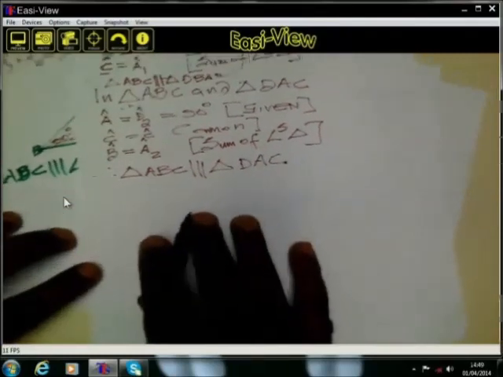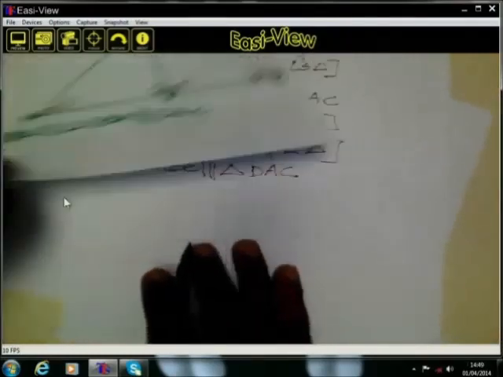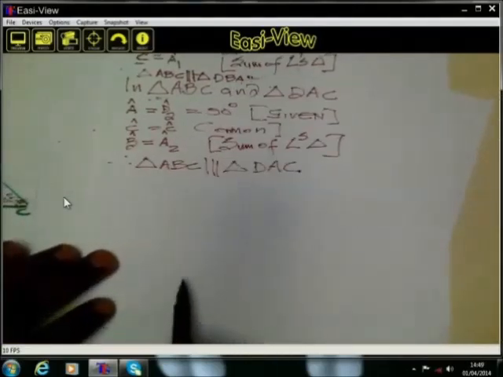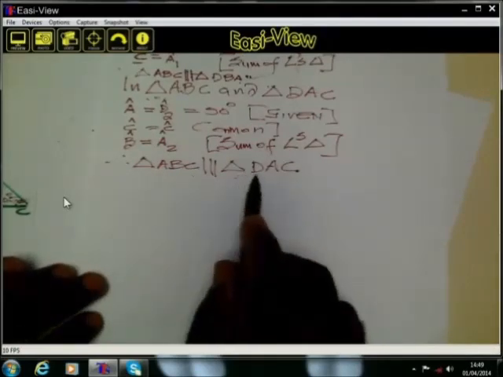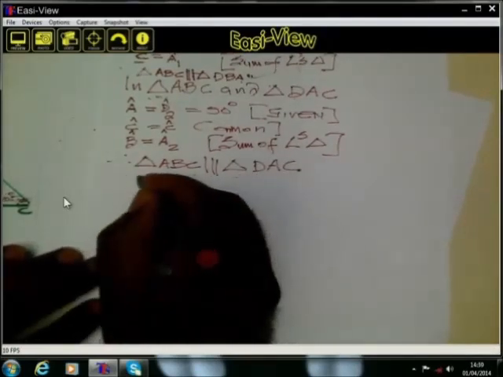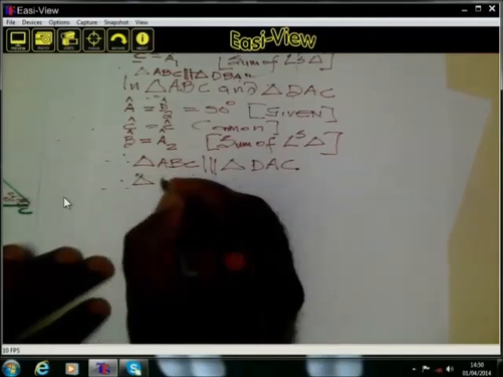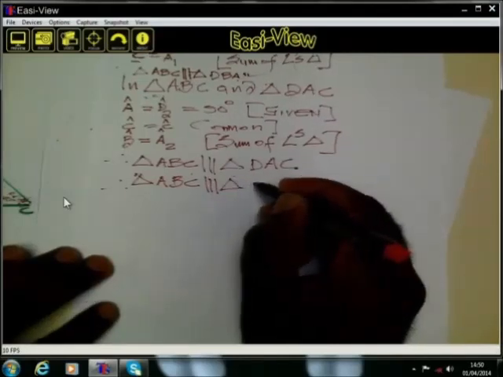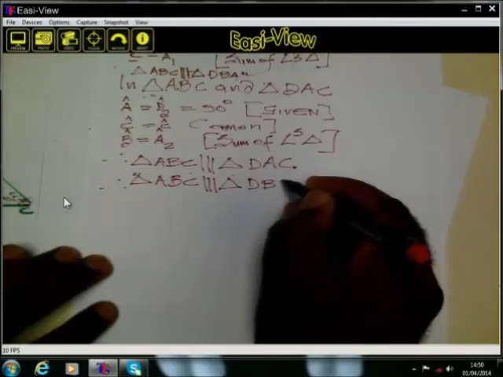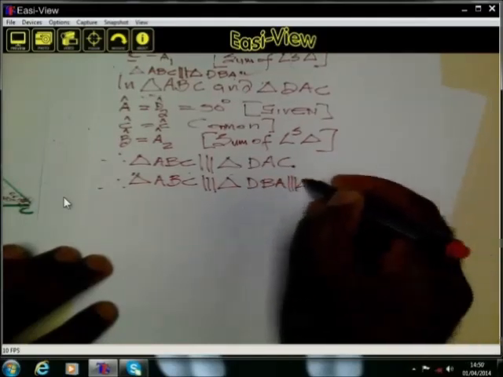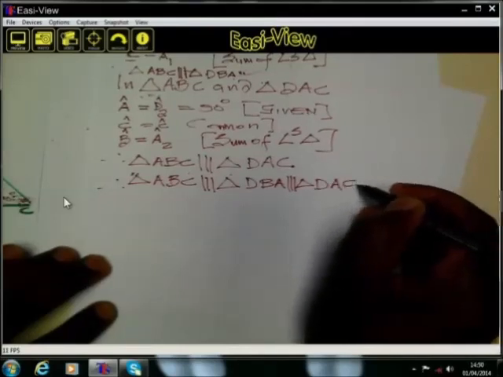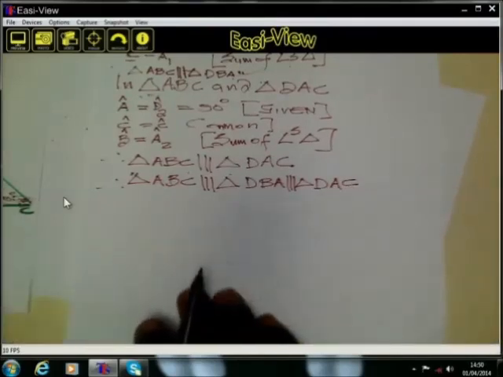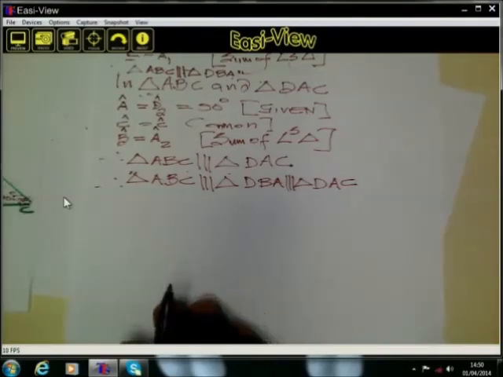Fine. Then the underline, remember, we were supposed to prove this. So if triangle ABC is similar to triangle DBA, and triangle ABC is also similar to triangle DAC, it means the 3 triangles are actually similar. That is the conclusion. Triangle ABC is now similar to triangle DBA, and that is also similar to triangle DAC. Fine. This is what the theorem entails.